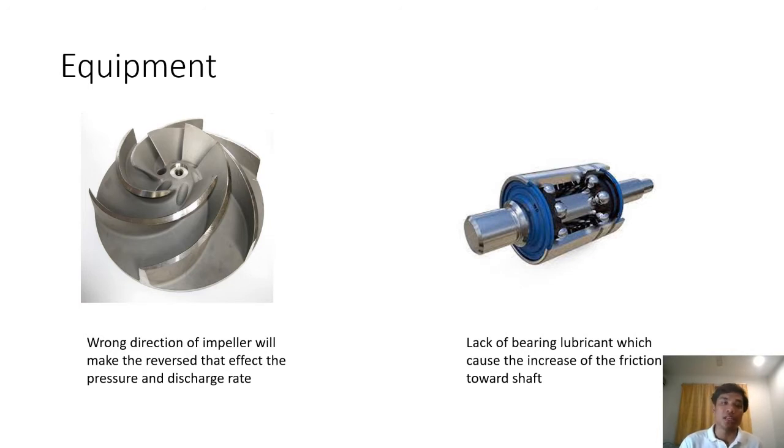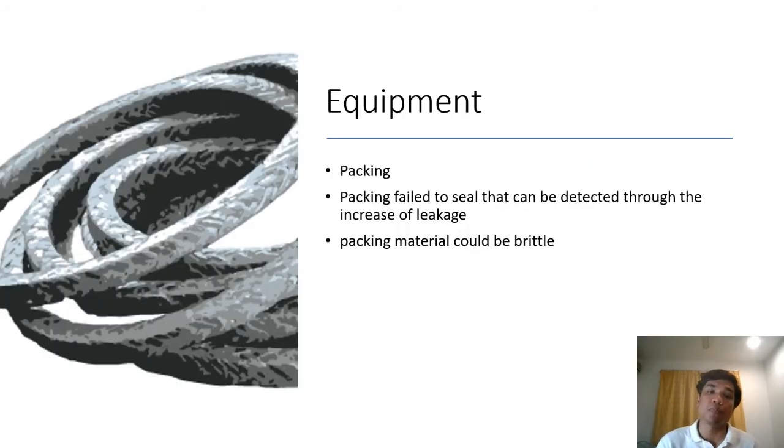Equipment. First is the impeller. Wrong direction of the impeller will make the flow reverse, which affects the pressure and discharge rate. Next is the bearing. Lack of bearing lubricant can cause an increase of friction towards the shaft. Lastly, on the equipment is packing. Packing failing to seal can be detected through an increase of leakage. Packing material could be brittle once worn.